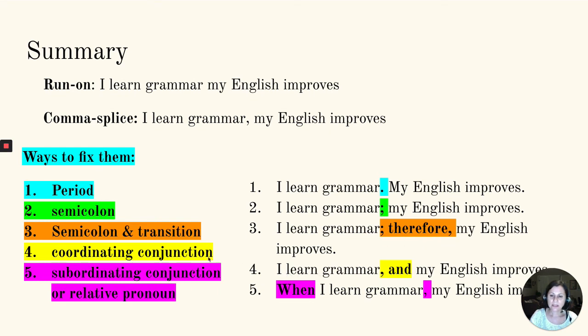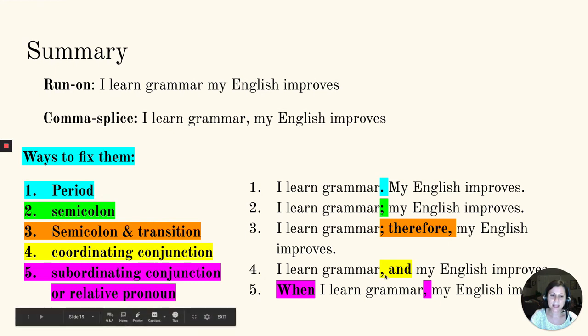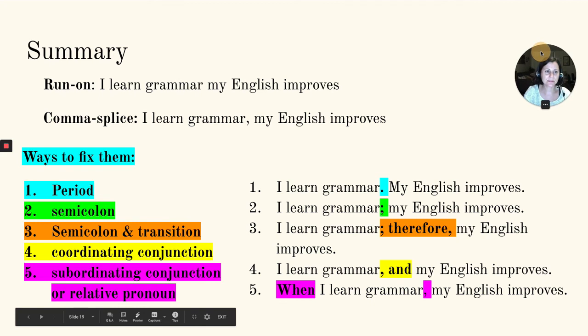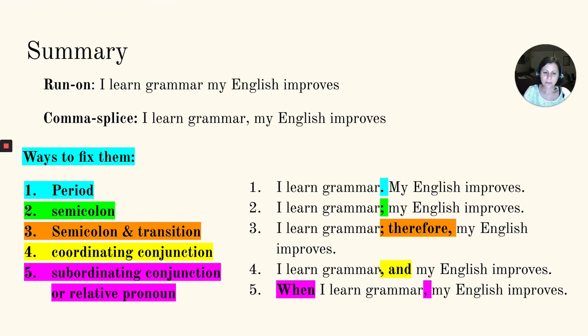Fourth, you can add a coordinating conjunction. I learn grammar and my English improves. And remember, you want a comma before your FANBOYS. You could also add a subordinating conjunction. When I learn grammar, my English improves. So I use this subordinating conjunction and then I put a comma in the middle.